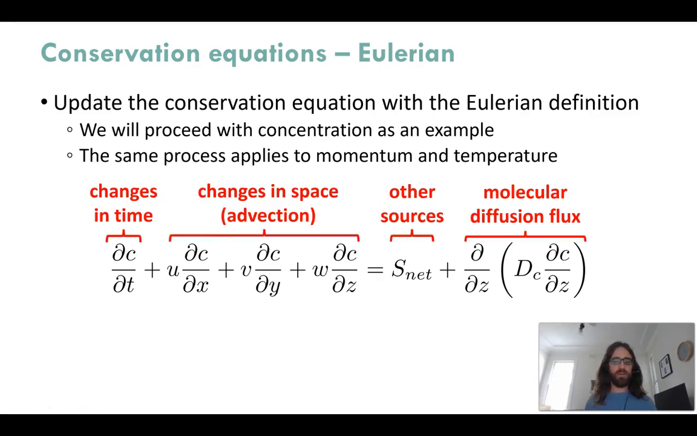And this, again, represents changes in time, advection, and as before, the right-hand side of our equation includes other sources that can have direct generation or loss of concentration, and then a net effect of molecular diffusion.